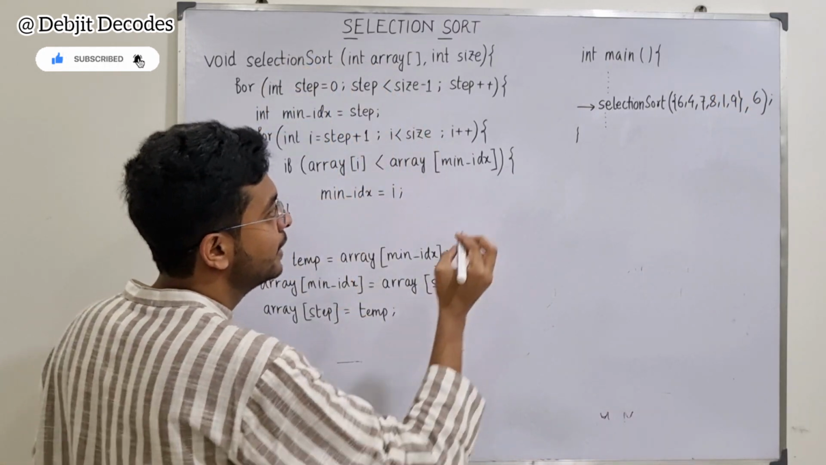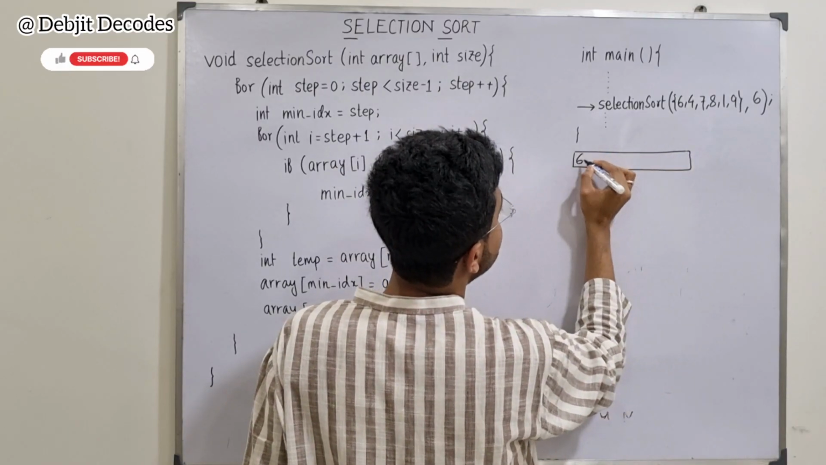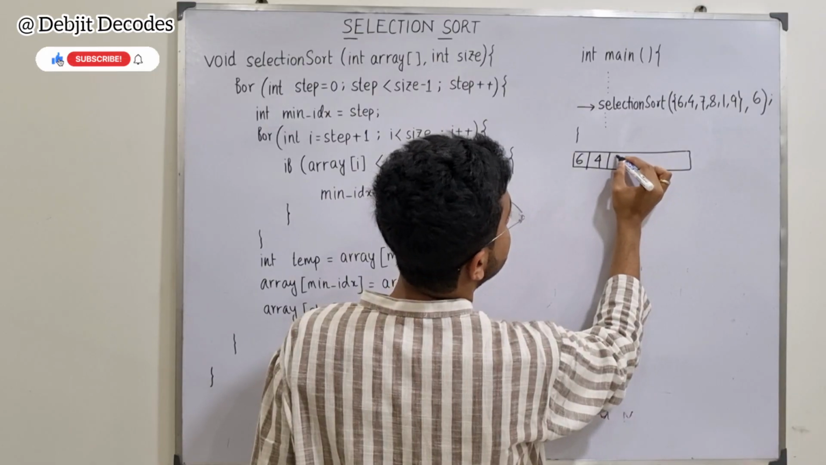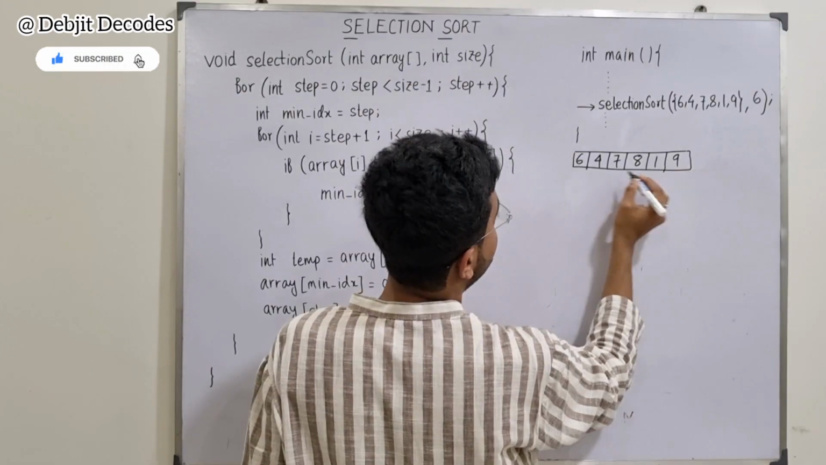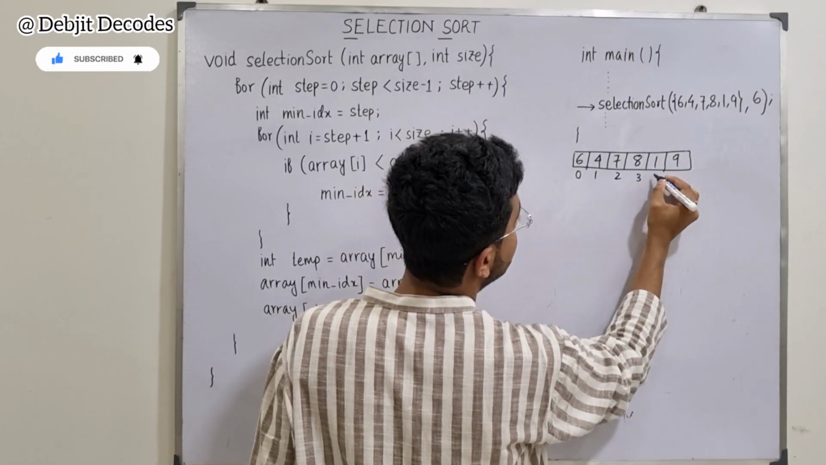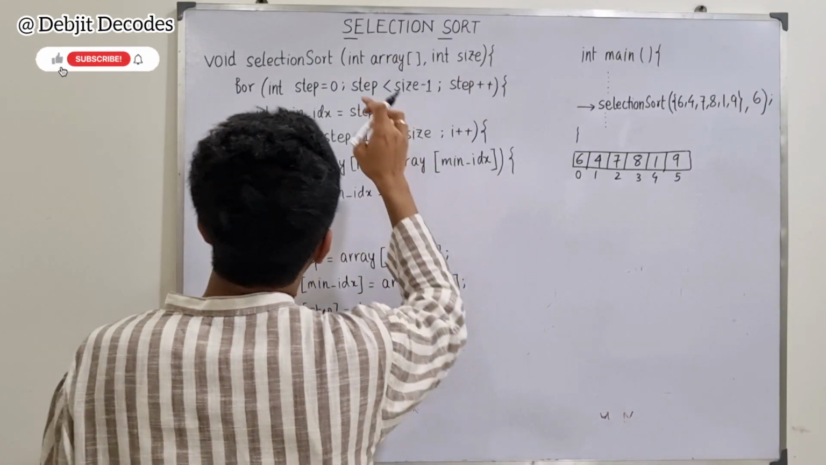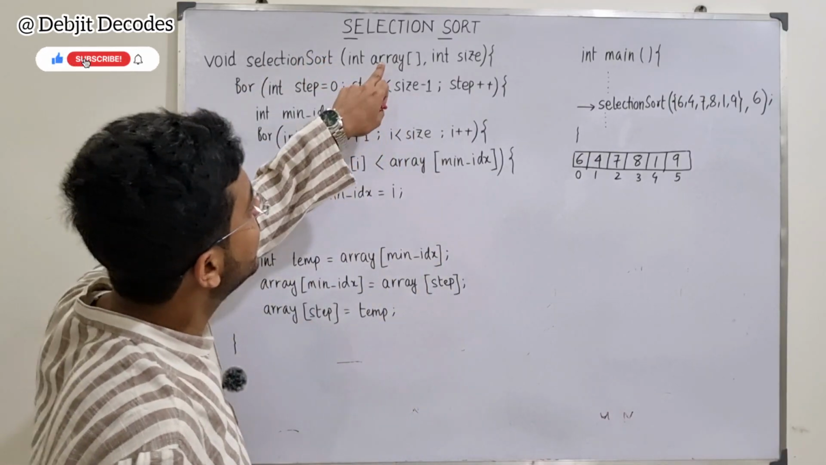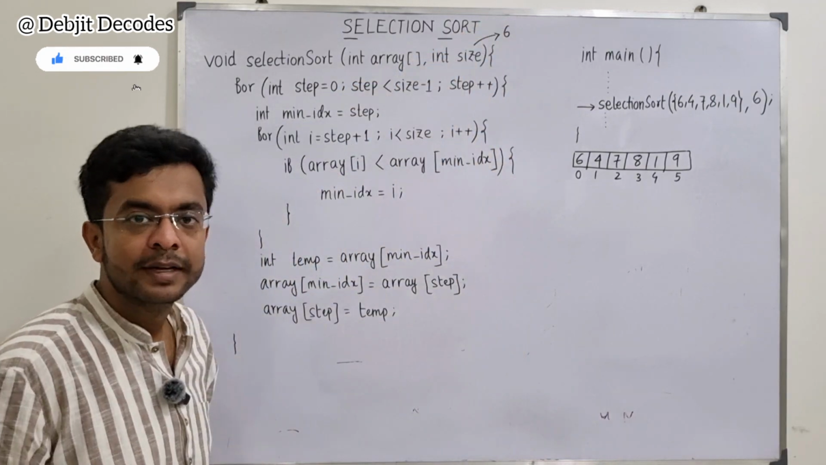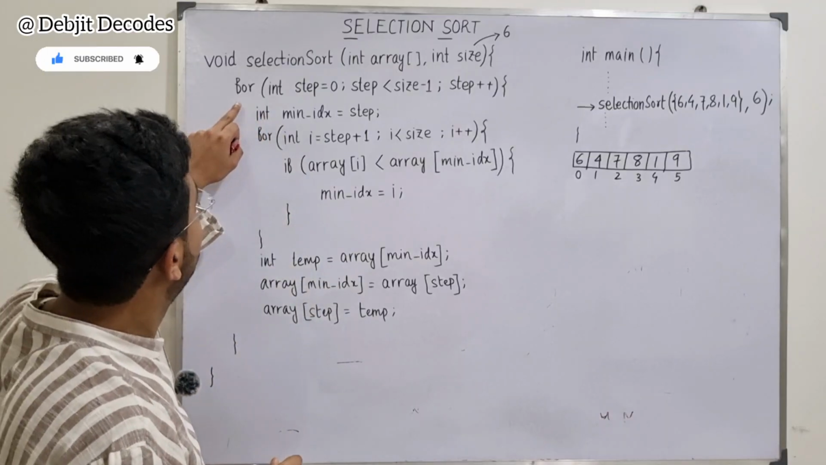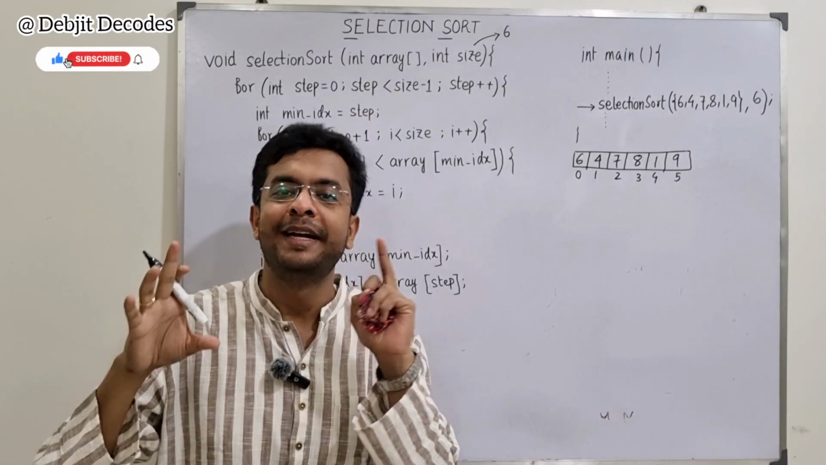Okay. So what is the array? Let us have a fresh look at it. The array is 6, 4, 7, 8, 1 and 9, with indices 0, 1, 2, 3, 4, 5. There are a total of 6 elements. Now let us start dry running this. The array is getting passed over here, and the size is 6. Now see what is happening. For step equals 0, as I said in bubble sort as well, for the external loop I am writing the variable name as step.